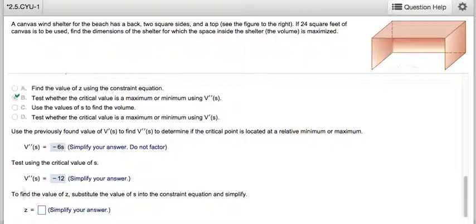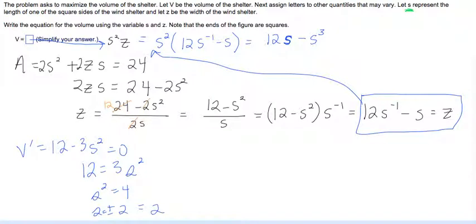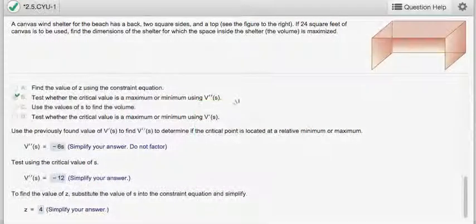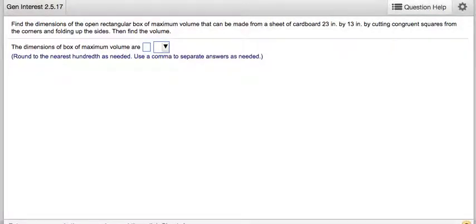All right, then we find the value of Z using the constraint. That's this right here. So we're going to plug in for Z when S is 2, 12 times 2 to the minus 1 minus 2. This means 12 over 2 to the first. So 6 minus 2 is 4. And that was it. Let me know if you still have any questions on that one.